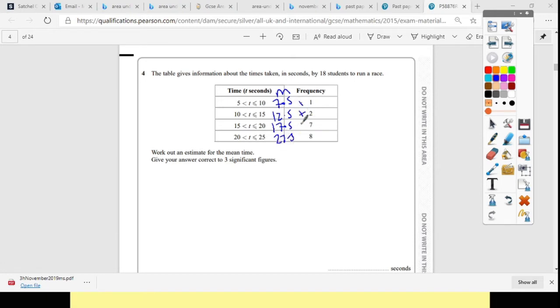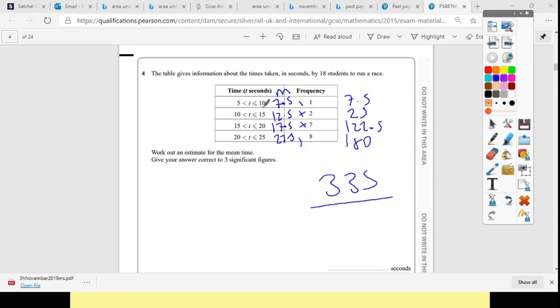I'm going to multiply these by the frequency. Okay, which is 7.5. 12.5 times 2 is 25. 17.5 times 7 is 122.5. And 22.5 times 8 is 180. I'm going to add up all my scores here. So 180 plus 22.5 plus 25 plus 7.5 equals 335.